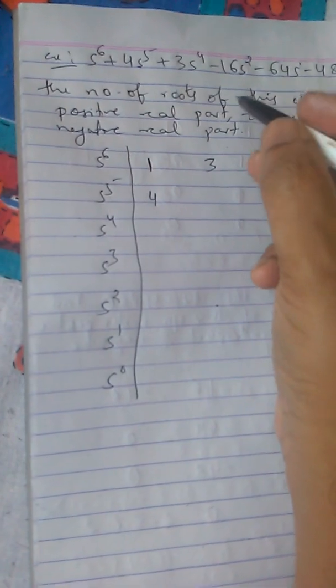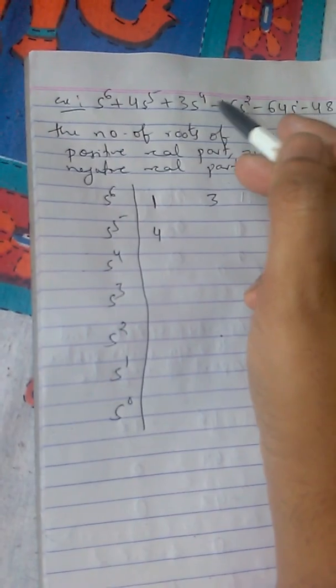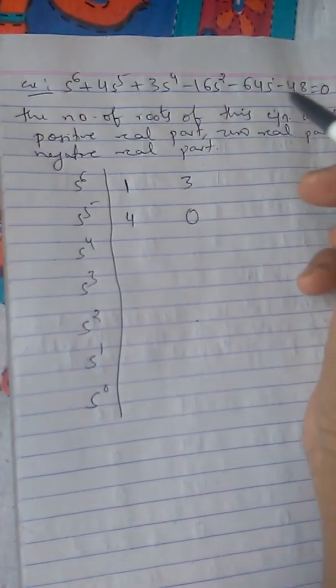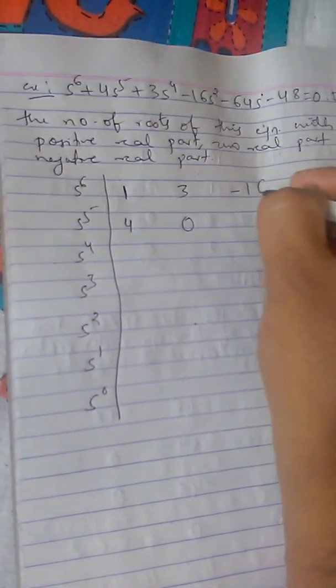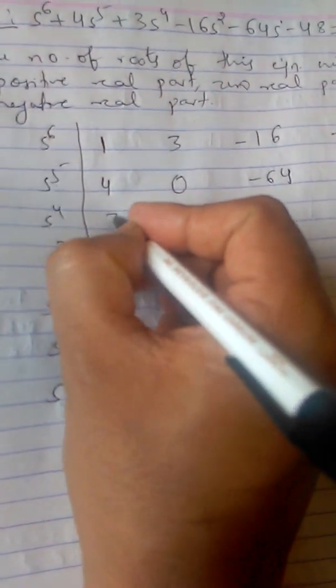I am writing in a zigzag manner. But s cube term is missing here in the characteristic equation. So I need to make coefficient of s cube as 0. Then coefficient of s square will be minus 16, minus 64, minus 48, then 0. Then again I need to fill this using the normal procedure of Routh method. So next I'm getting coefficient of s raised to 4 as 3, 0, minus 48, 0.